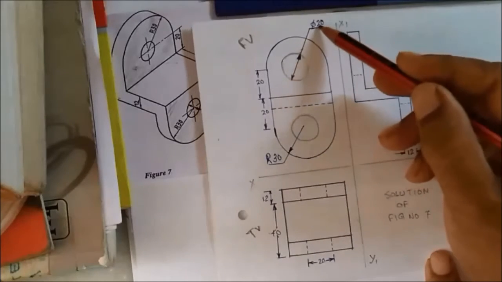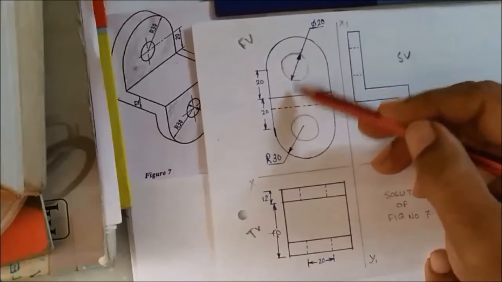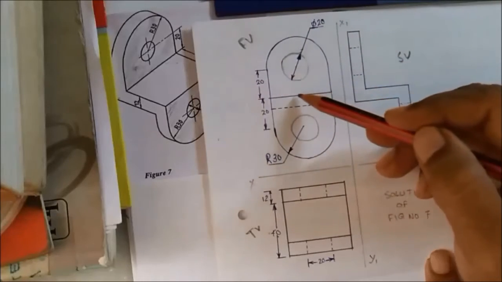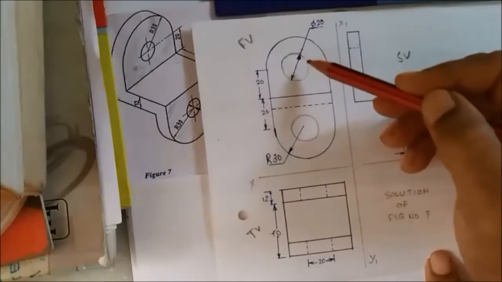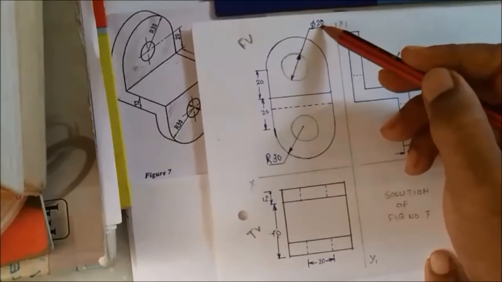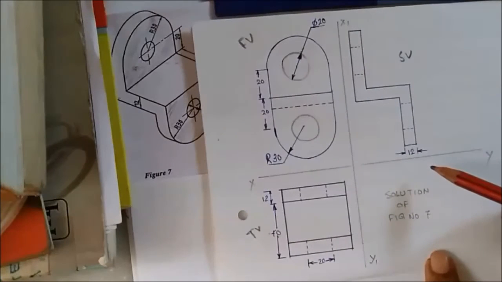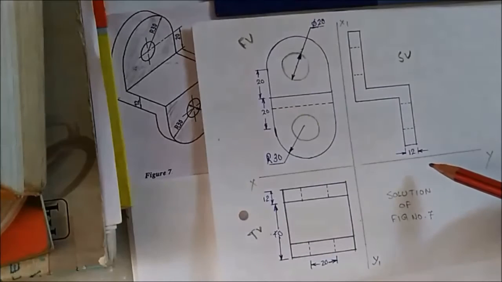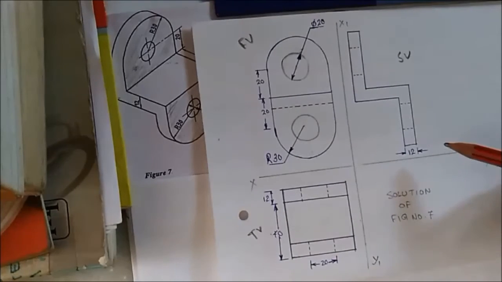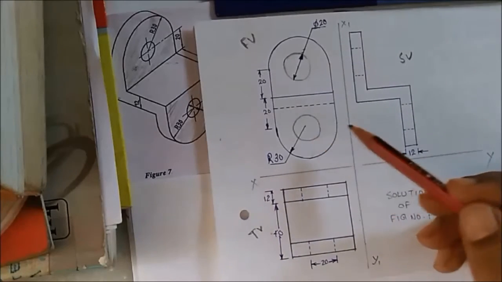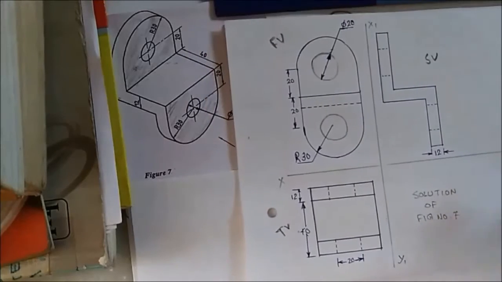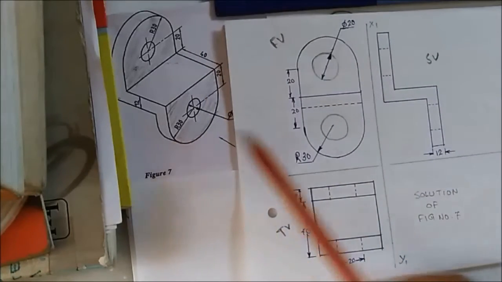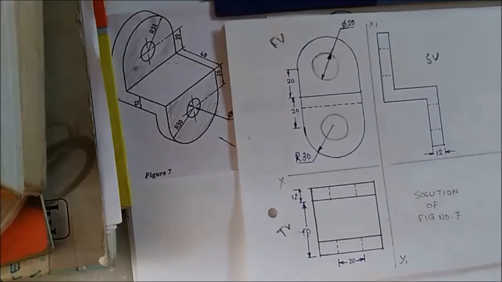The diameter of the circle is 20, the center to this distance is 20, from this line to center distance also 20, this radius is 30, diameter of the circle 20. All these dimensions are given, and this is the front view, top view and side view of this object, and this is your problem and this is your solution.